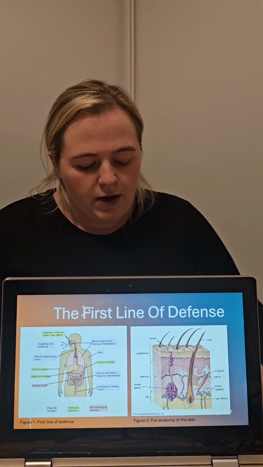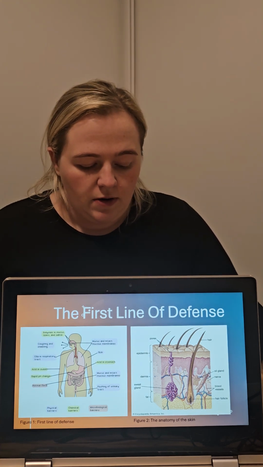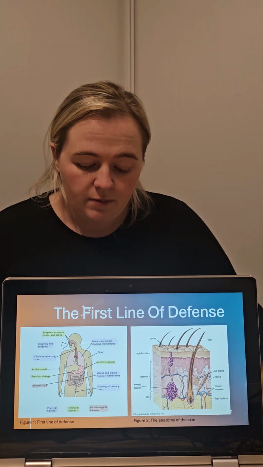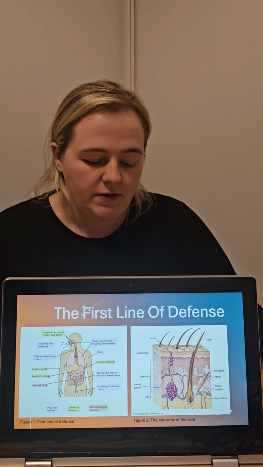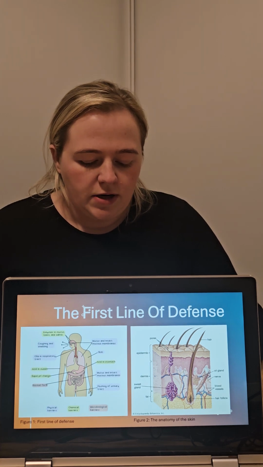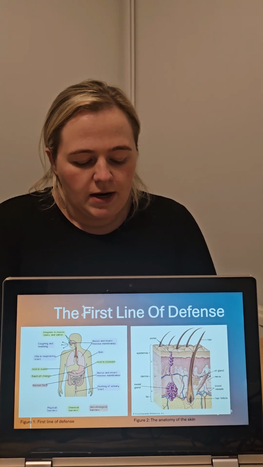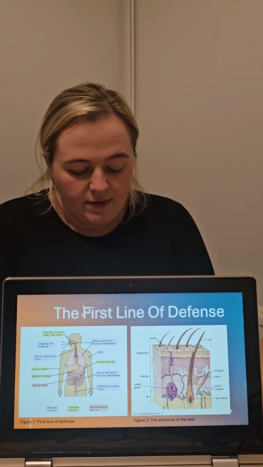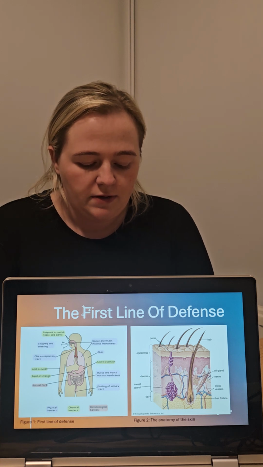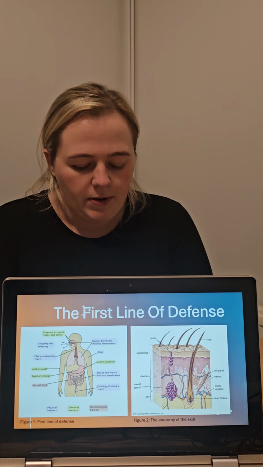Our bodies have 3 lines of defence to help us fight against pathogens. Pathogens are used to describe anything that invades the body. This can be from parasites, viruses, fungi and bacteria. Our first line of defence is our skin, which is our largest organ, and the mucosal membranes which line all our body's orifices. The skin and the mucosal membranes protect the body from pathogens using a physical and chemical barrier to stop them entering our body.